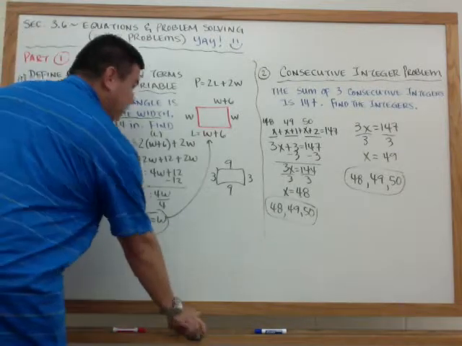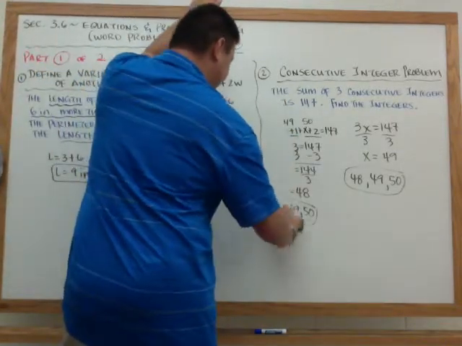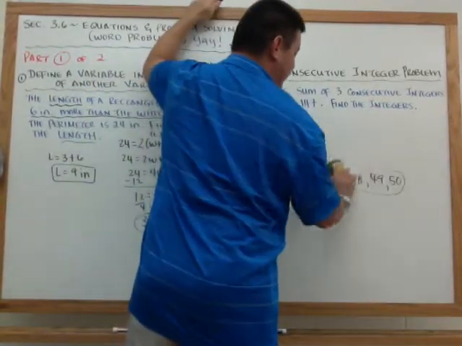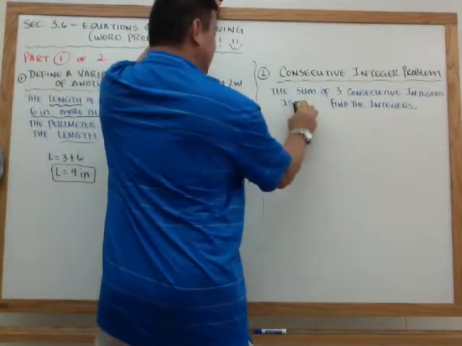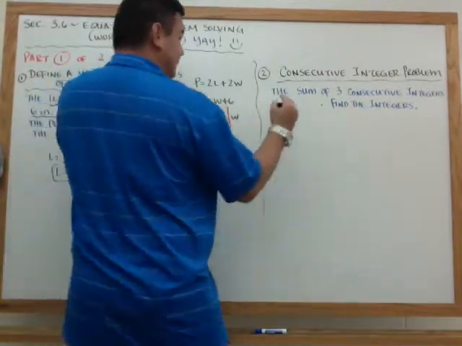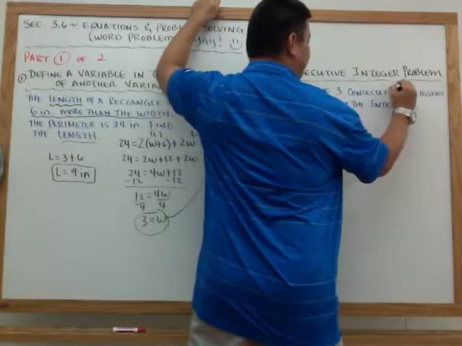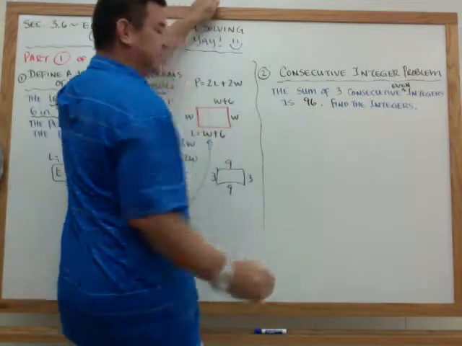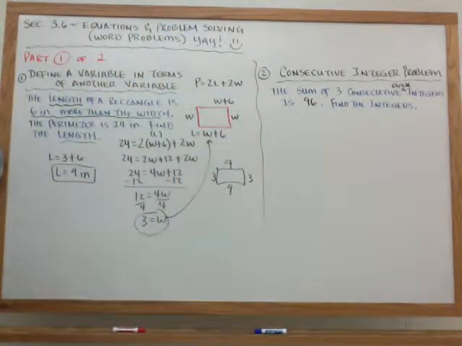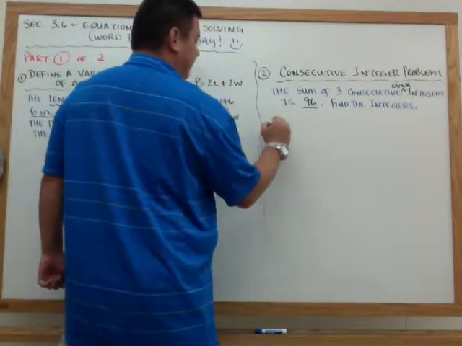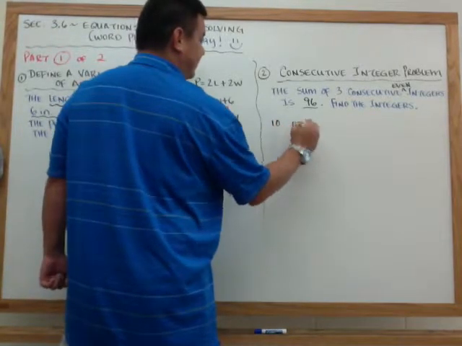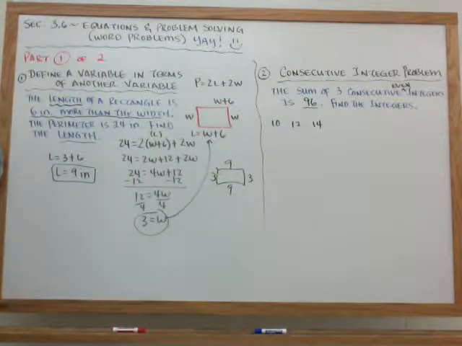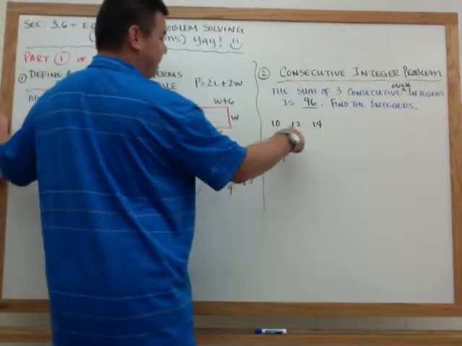The other type of problems would look like this, but instead of just consecutive integers, we might ask for 3 consecutive odd integers or 3 consecutive even integers. So let's try this. Let's do 3 consecutive even integers whose sum is, let's say, 96. If an even number is 10, the next consecutive even integer is 12, and the next consecutive even one after that is 14.